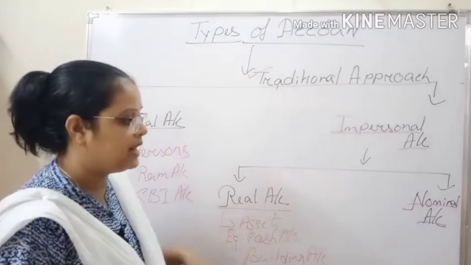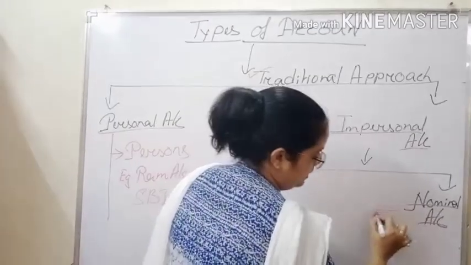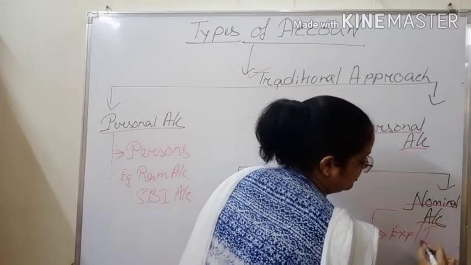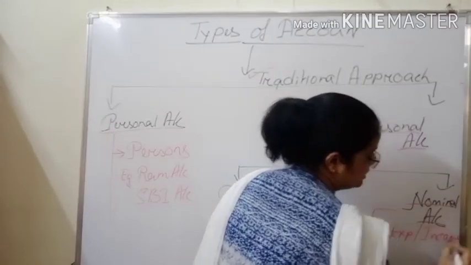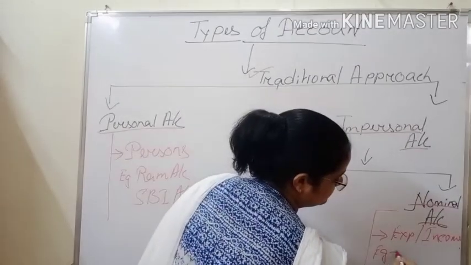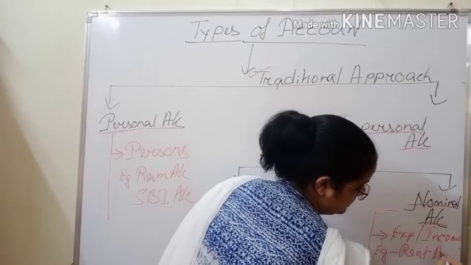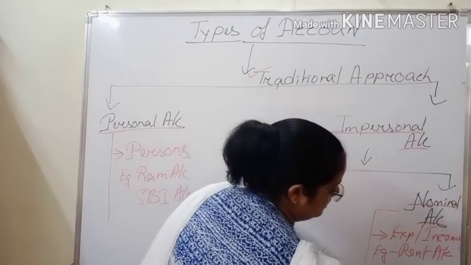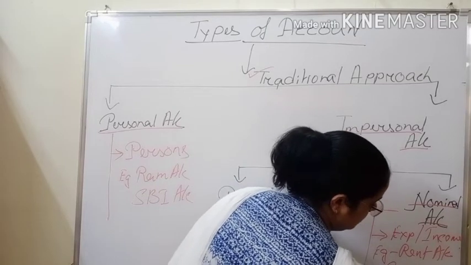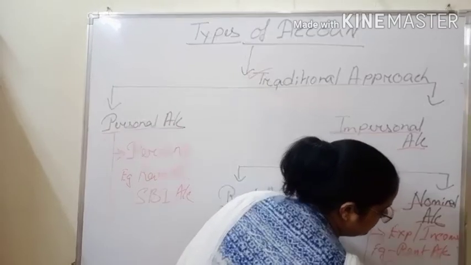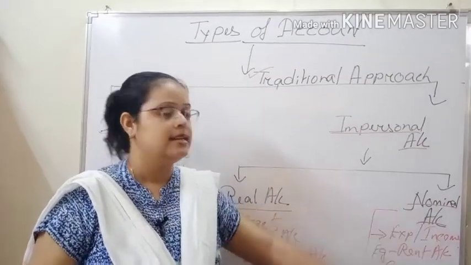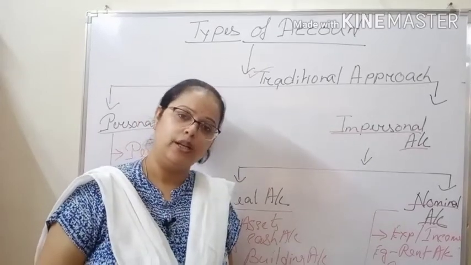Clear? Now come to the nominal account. In nominal account, we record all sorts of expenses and income of the business. For example, rent account, rent is an expense. Commission received account, this is an income. Sales account, income. Purchase account, expense. These come under the nominal account.